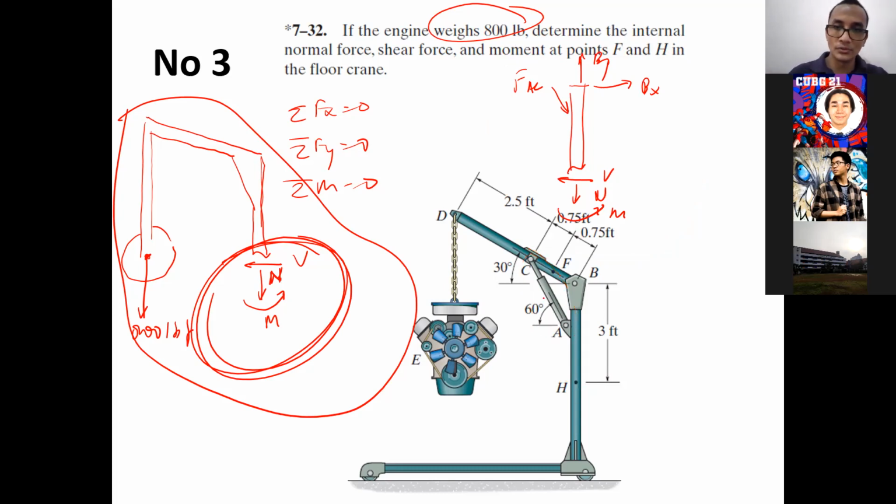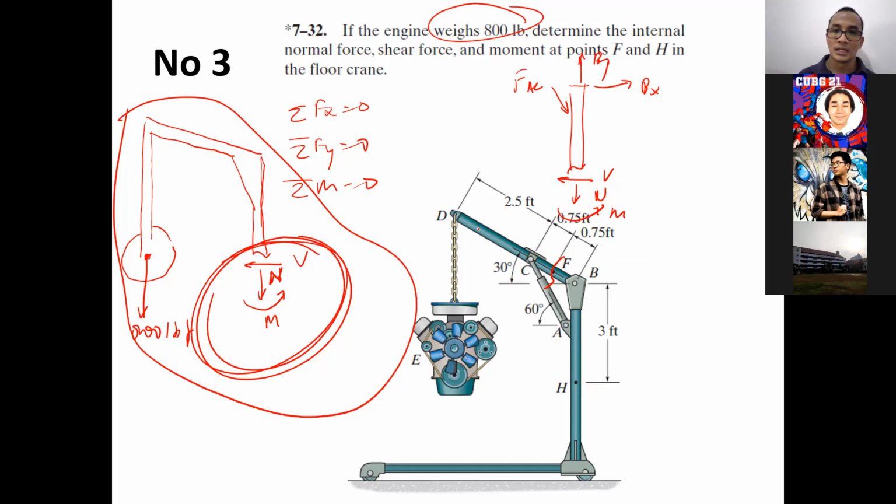The next thing we're supposed to do is find the internal force at F. Like it or not, we first have to solve for FAC. We can use the left cut or the right cut. If we use the right cut, we have to solve for BX and BY. If we use the left cut, we have to solve for FAC.